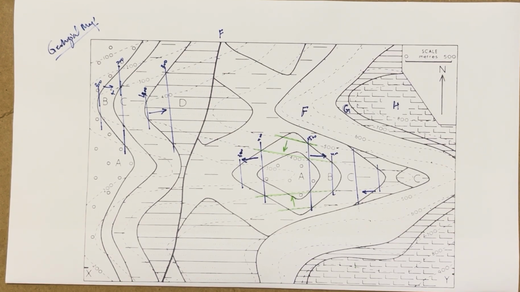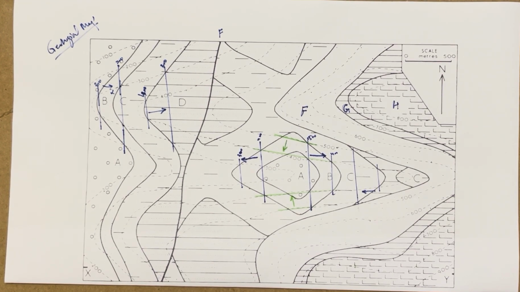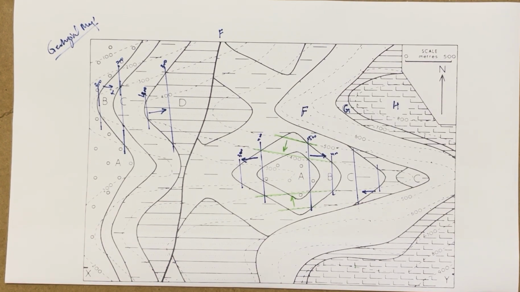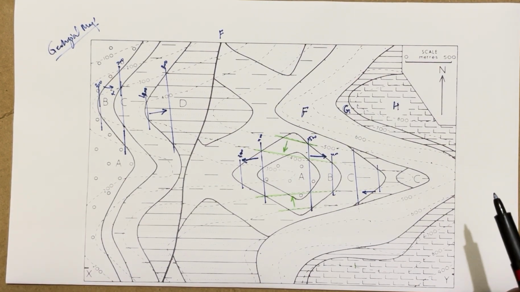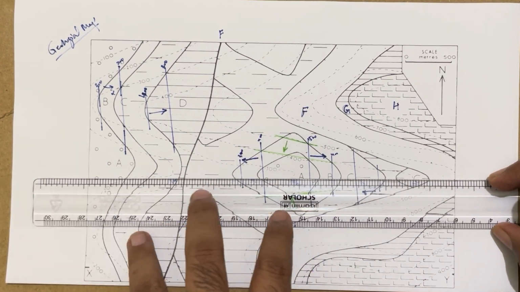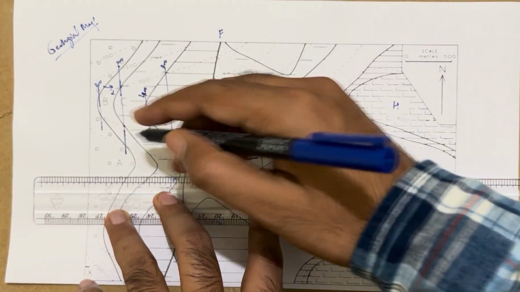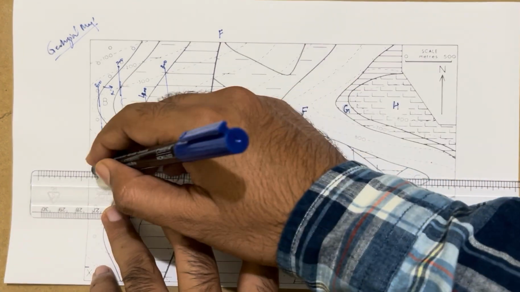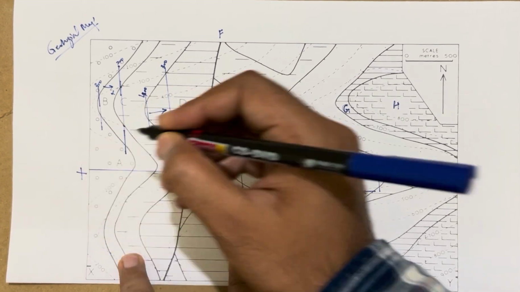We'll draw a cross section for this, so that all the things are clear. I will select a line like this, X-Y.